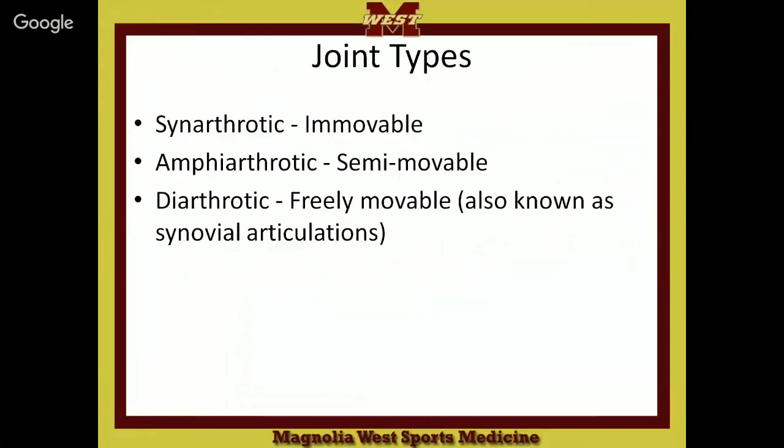The joint types. Yes, you definitely need to know these. It has synarthrotic, amphiarthrotic, and diarthrotic. Synarthrotic is immovable. Where might you find an immovable joint? Yes, your skull. It's a great example.